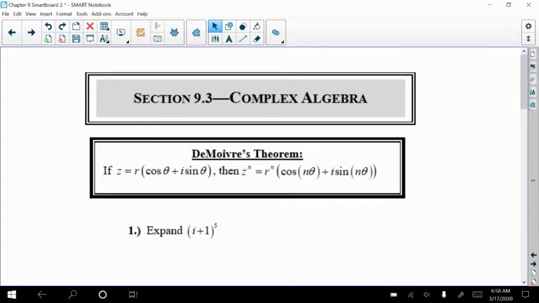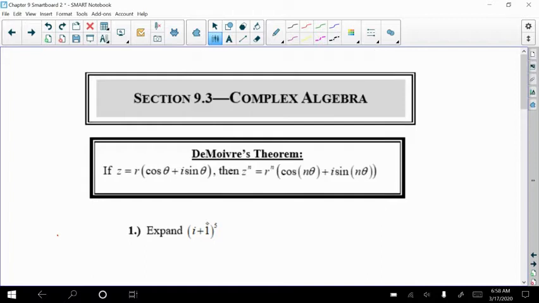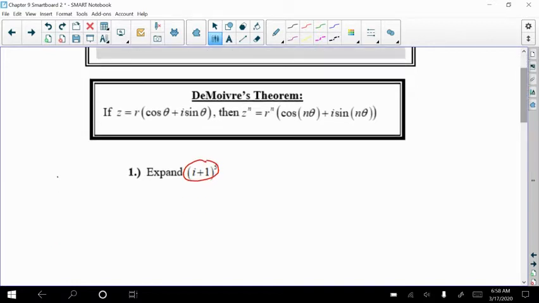Okay, and before we take a look at DeMoivre's theorem in our notes, one thing I want to think about is a problem you maybe saw in Algebra 2 last year, like i plus 1 to the fifth power, right? There's many ways to solve this. One of them could be, I could take i plus 1 times i plus 1, multiplying it by itself 5 times, but that'd be very tedious.